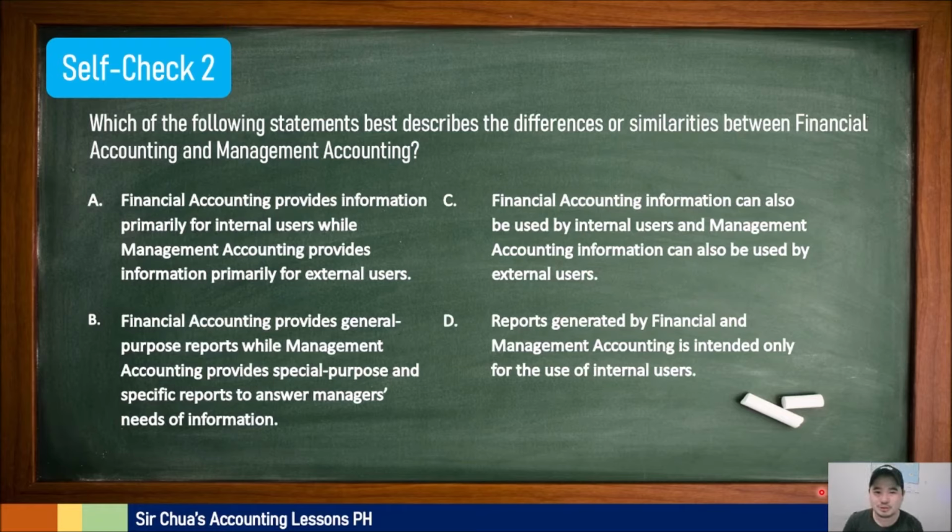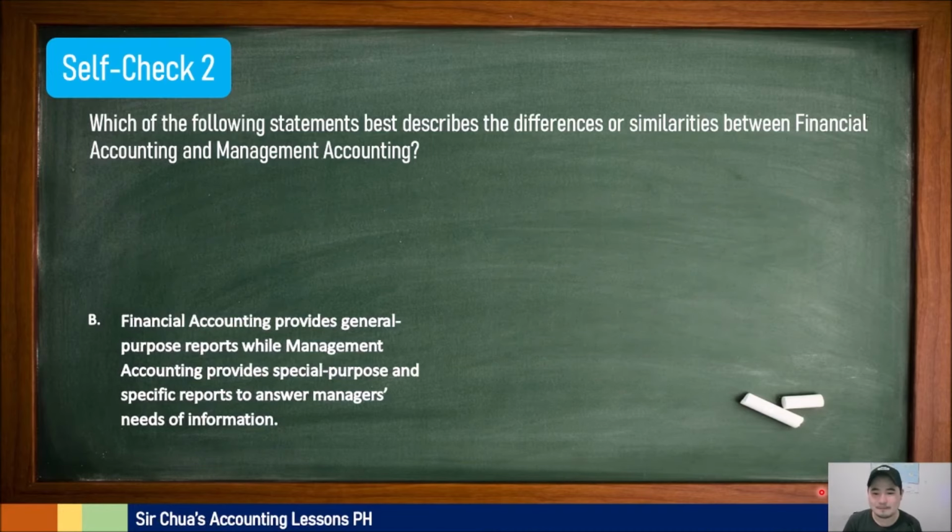Okay, assuming that you already have your answer, the correct answer is letter B. Financial accounting provides general purpose reports, for external users, while management accounting provides special purpose and specific reports to answer managers' needs of information. Let's go through the other choices.